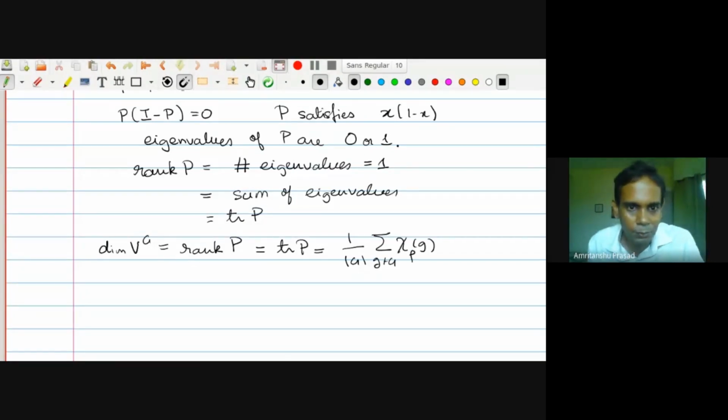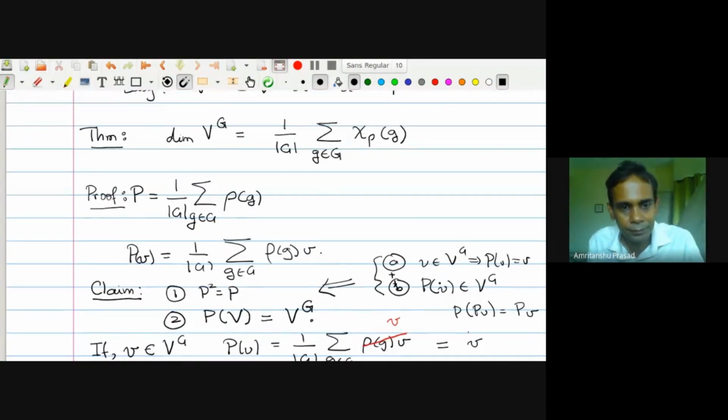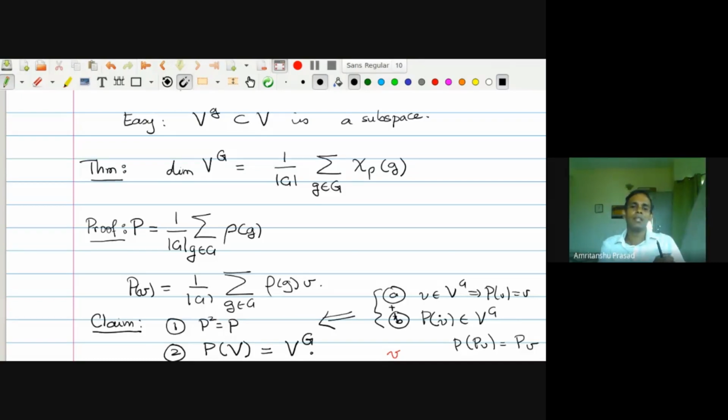Okay, so this proves the first theorem that we have, that the dimension of the invariants of a representation is the average value of the trace. So you see why characters play such an important role in understanding representations. This is just a first glimpse. Okay, so hopefully things are clear to everyone.